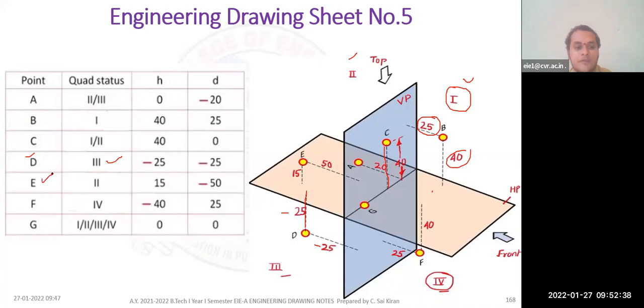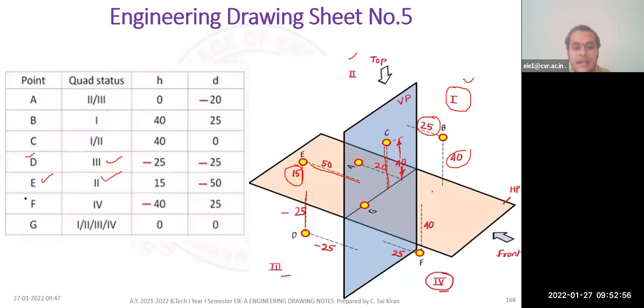Next, letter E. If you look at the letter E, vertical height, H distance is 15 mm and from the vertical plane, it is negative 50, minus 50. But you shouldn't be representing minus or positive whenever you are drawing on the XY line. So it is the second quadrant.